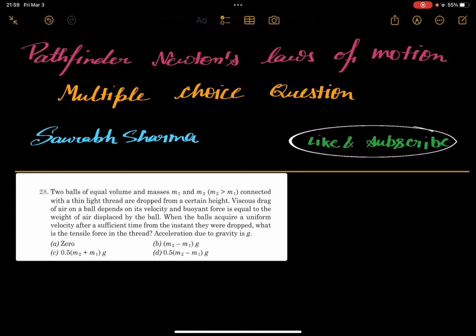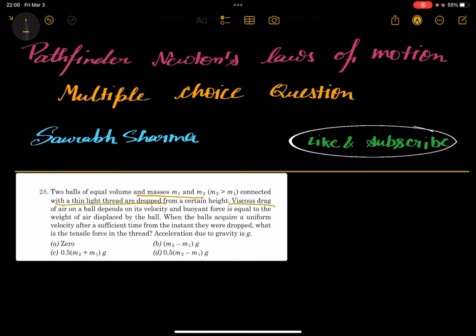Hello friends, this is question number 28 of Pathfinder Newton's laws of motion. What is the wording of this question? The question is saying two balls of equal volume and masses m1 and m2, where m2 is greater than m1, are connected with a thin light thread and dropped from a certain height.